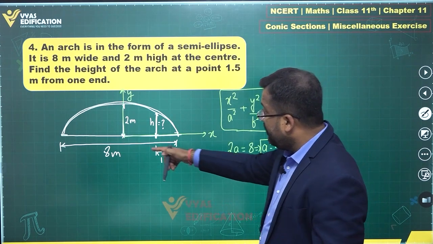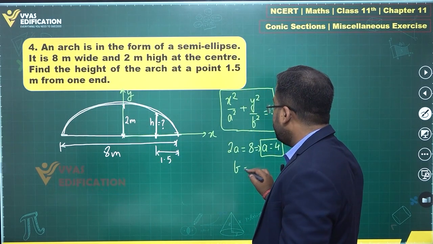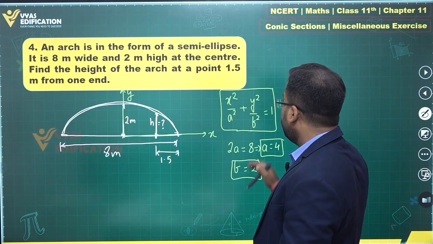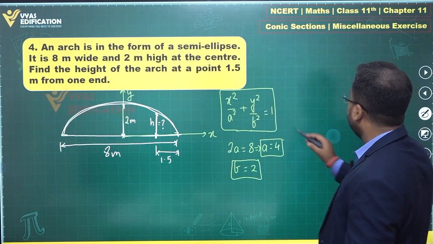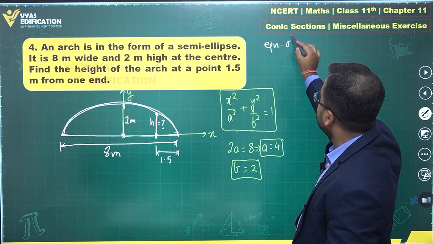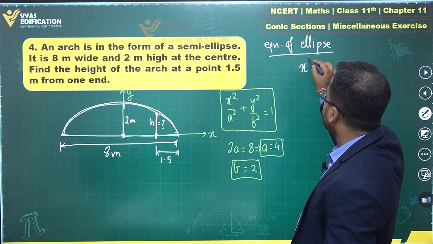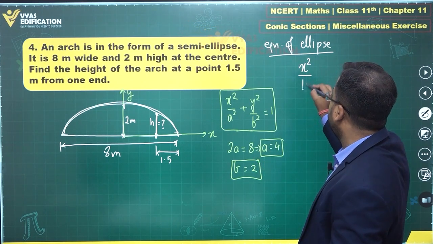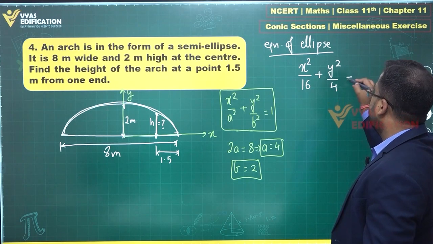You can also observe that this length is b, so b is equal to 2. This is also given. Once you know a and b, you can easily write the equation of the ellipse. The equation of the ellipse will be x squared upon a squared plus y squared upon b squared is equal to 1.